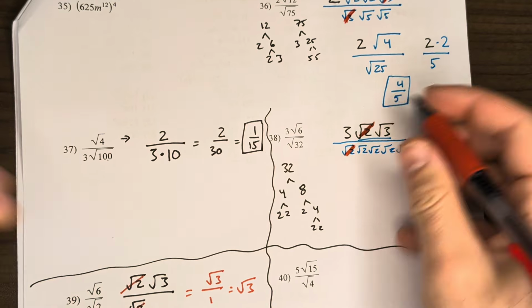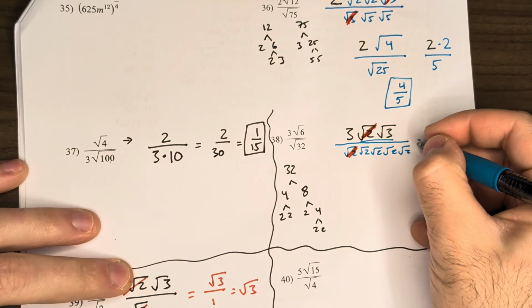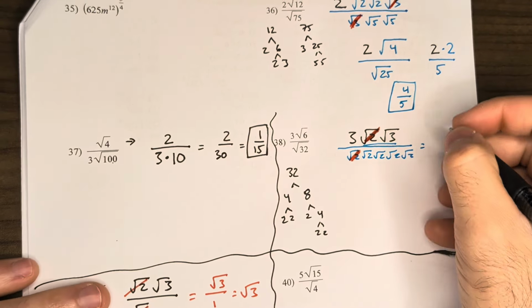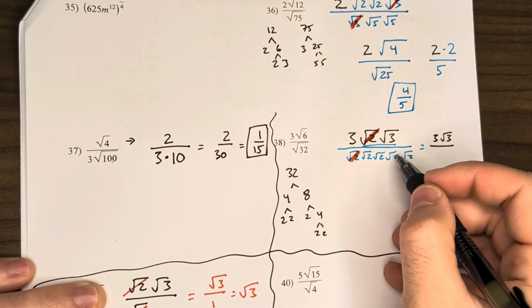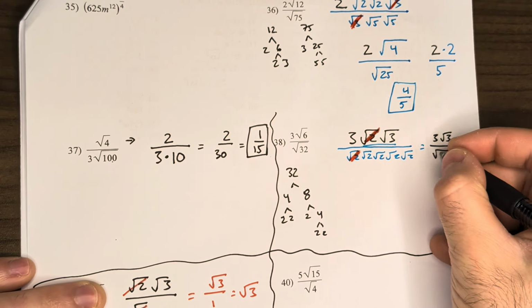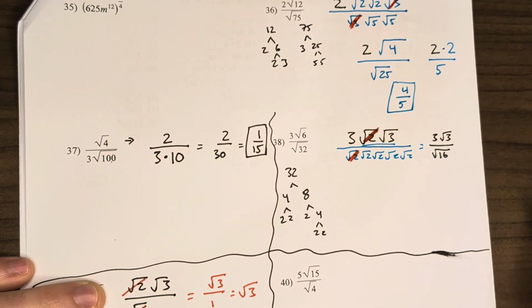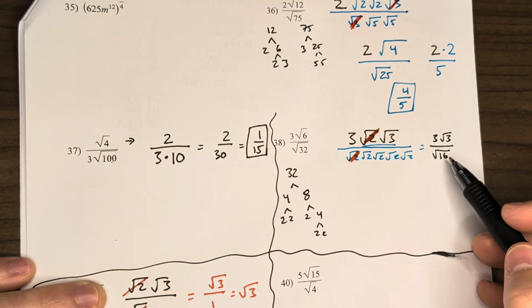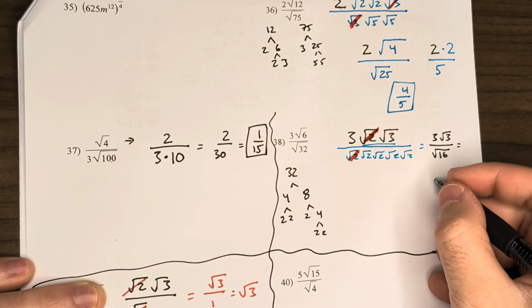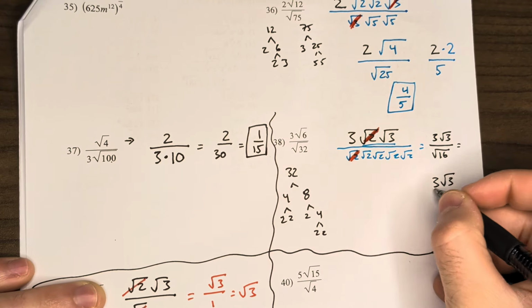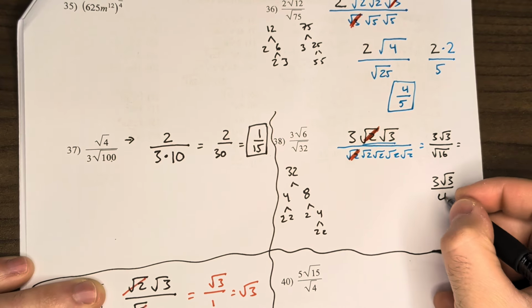And what I end up getting when I combine all these back is 3 radical 3 over radical 2, radical 2, radical 2 times radical 2, which is radical 16. 2 times 2 times 2 times 2 is 16, which is going to give me, let's write it over here, 3 radical 3 over radical 16, which is 4.